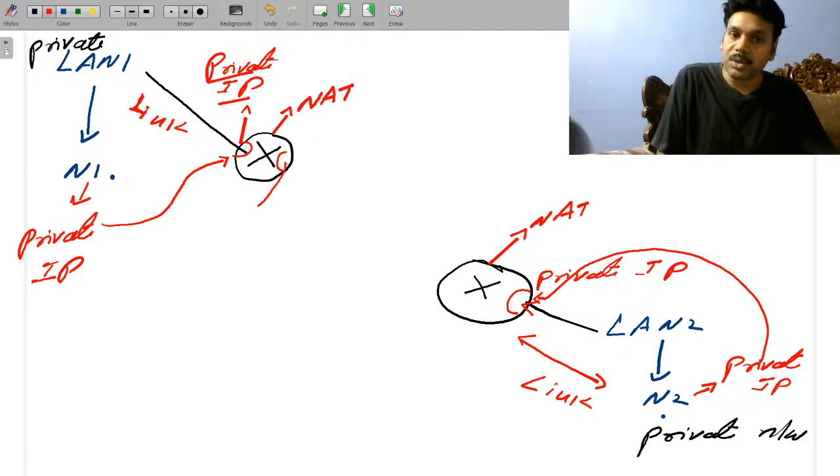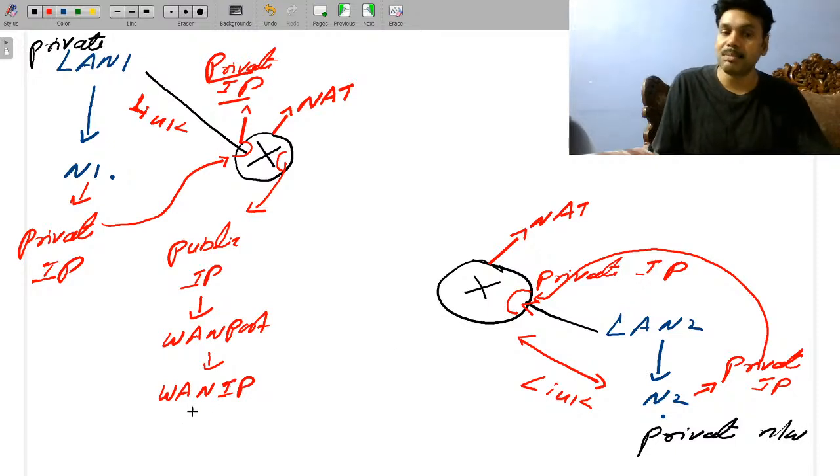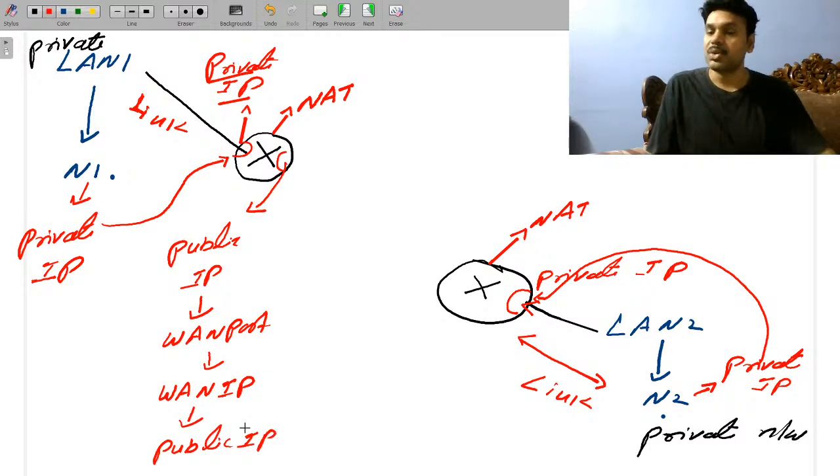Now to this port, a public IP is configured, because that port is called the WAN port. So the WAN port is configured with a WAN IP. WAN IP is nothing but a public IP only. Simple. Please understand all these terminologies if you want to become an expert in computer networks. So now the WAN port is configured with a public IP.